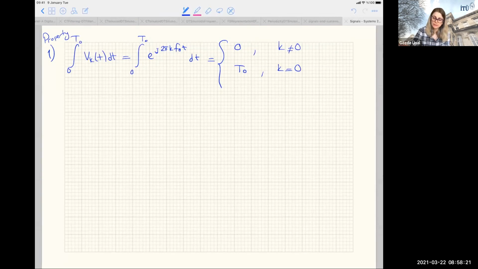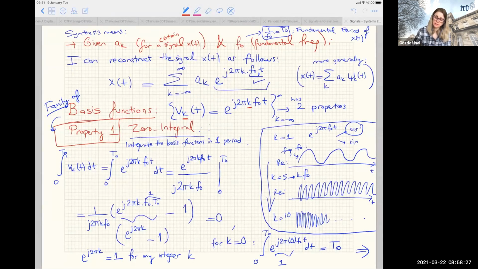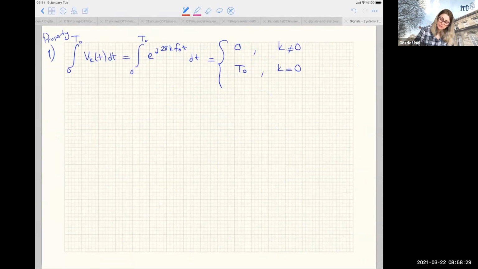Now orthogonality. This is the second property. Remember, property 1 was the zero integral. Now let's write property 2, orthogonality of these, which are called harmonic complex exponentials also.